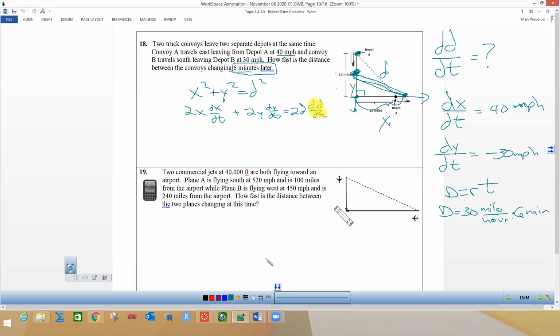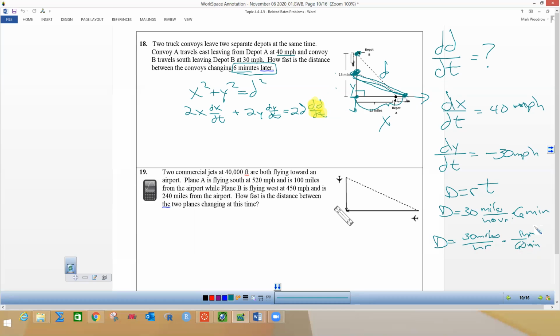Does anybody know how many minutes it takes to get to an hour? How many minutes does it take for an hour? 60 minutes is 1 hour. So we're going to take 1 hour over 60 minutes. What's 1 hour over 60 minutes equal? What's that equal to mathematically?